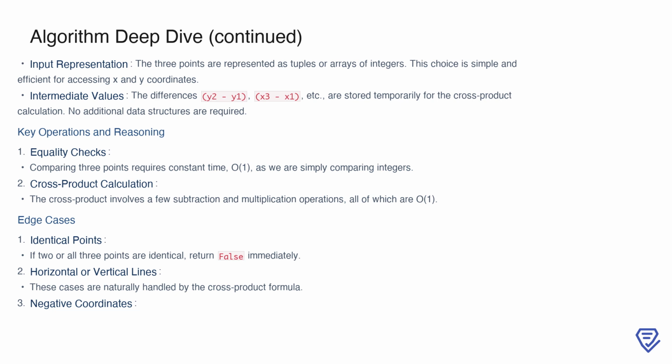We must also account for potential edge cases. If 2 or all 3 points are identical, we immediately return false since a valid boomerang cannot form. Horizontal or vertical lines, which might seem special at first, are naturally handled by the cross-product formula. Additionally, the algorithm is well suited for points with negative coordinates because subtraction and multiplication work seamlessly with negative integers.